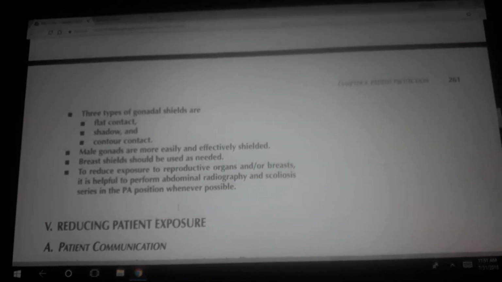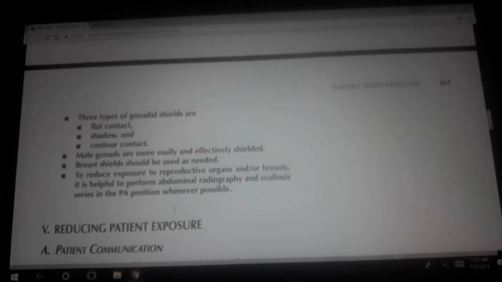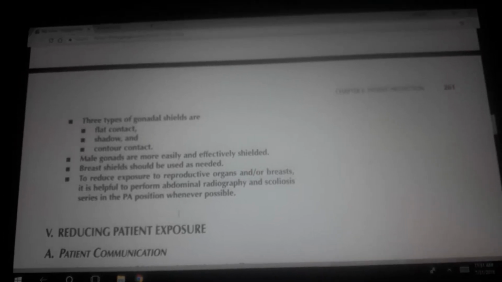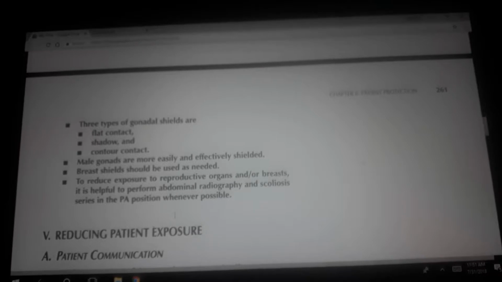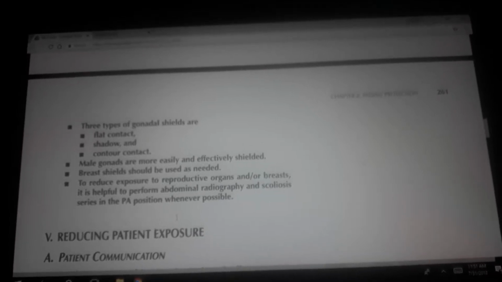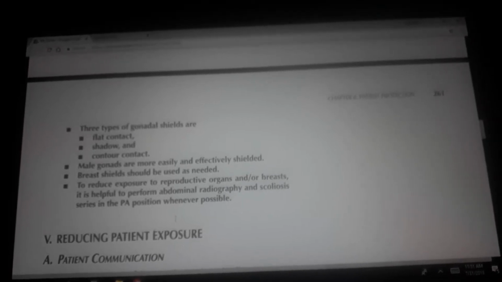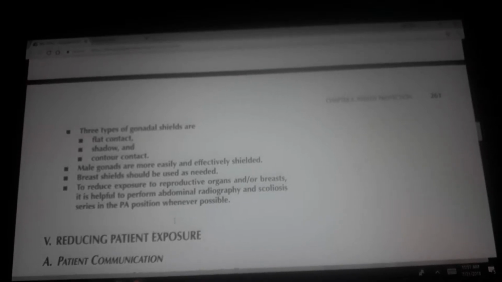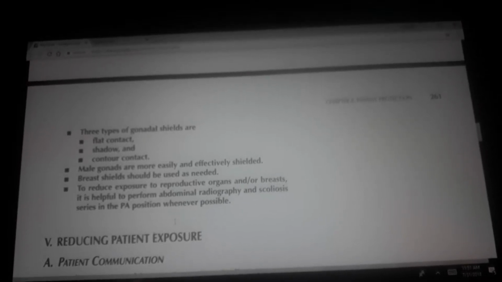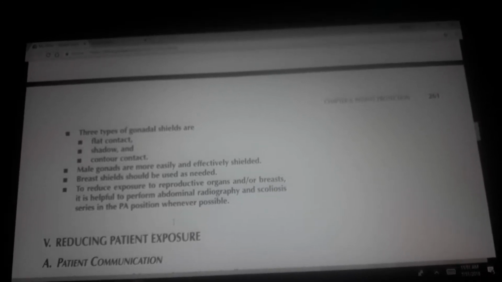Three types of gonad shielding are used: flat contact, shadow, and contour contact. Male gonads are more easily and effectively shielded. Breast shields should be used as needed to reduce the exposure to reproductive organs and or breast. It is helpful to perform abdominal radiography and scoliosis series in PA position whenever possible.